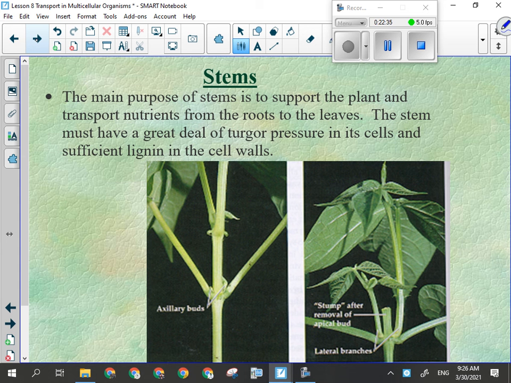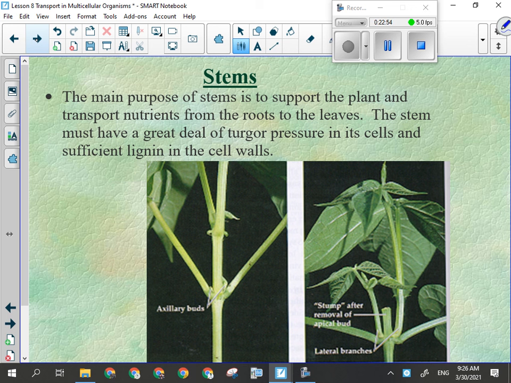All right, so the main purpose of stems is to support the plant, to support the foliage that's doing all the photosynthesis, and it's the highway. It's transporting materials up and down. It's transporting sugars down to the roots, okay? It's transporting water up from the roots to the leaves, okay?